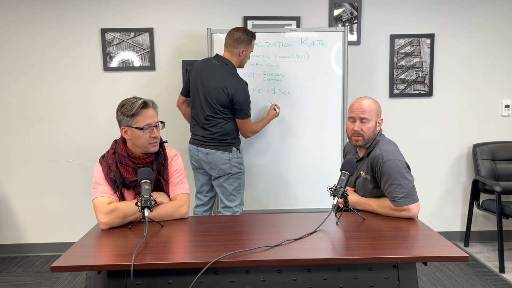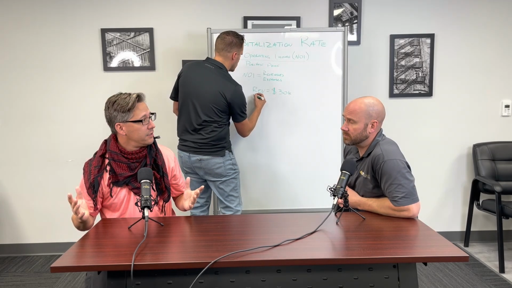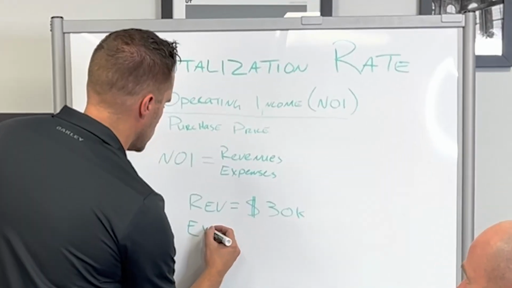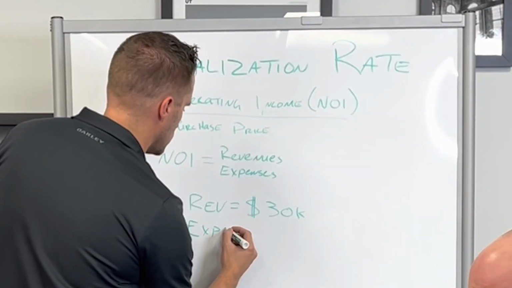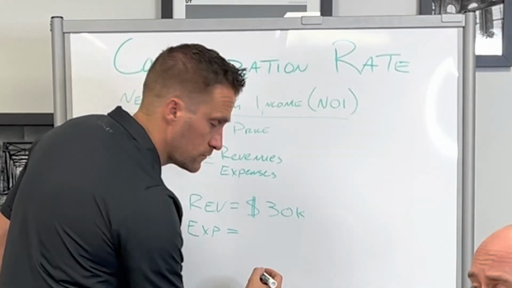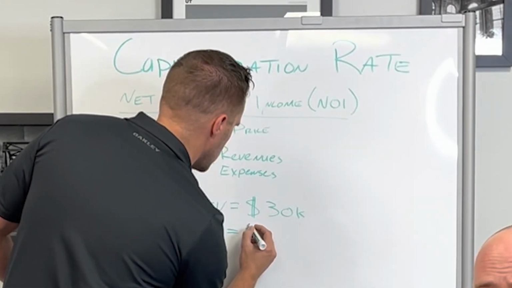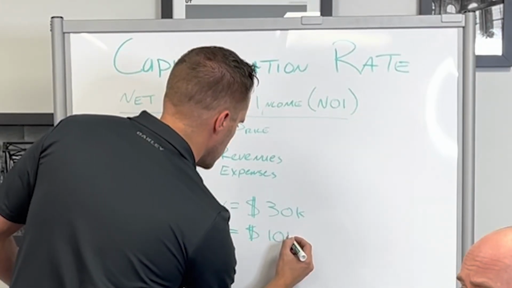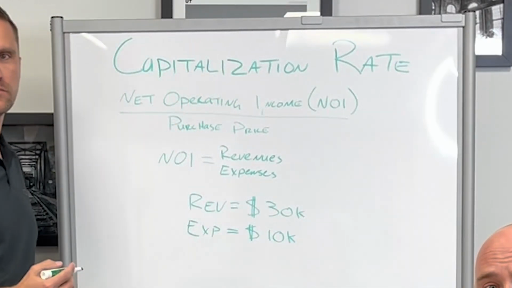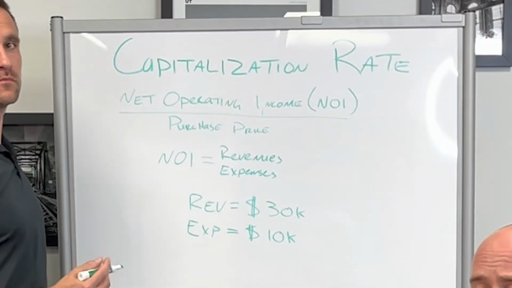30 minus 10. Okay, so 30 minus 10, you math wizards out there, $20,000. Sorry, didn't want to rush you there. I don't have that many fingers or toes. It would have taken a long time. Okay, so now we have $20,000. That's one of the numbers that we need for our capitalization rate. We need $20,000 for our net operating income.